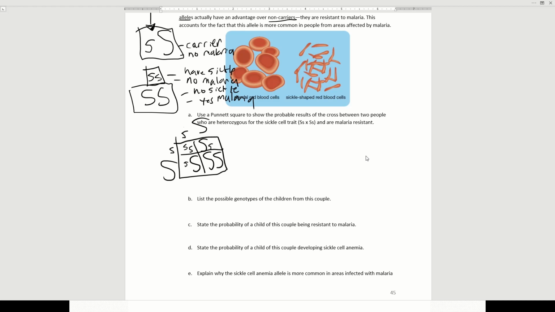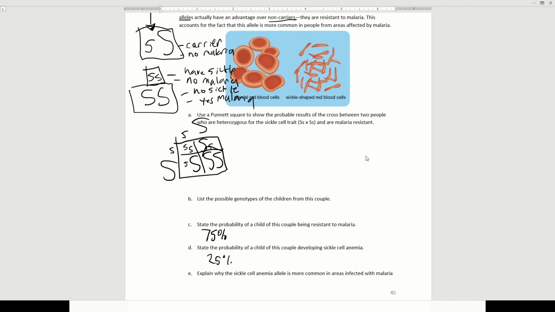State the probability that the child will be resistant to malaria. 75% chance of being resistant to malaria, because this is the only one that can get malaria. State the probability the child will develop sickle cell anemia. There's a 25% chance. And explain why the sickle cell anemia allele is more common in areas affected by malaria.